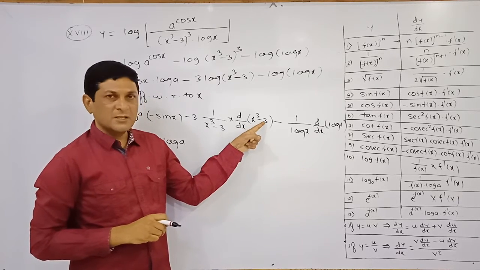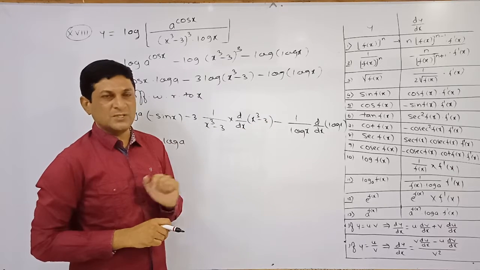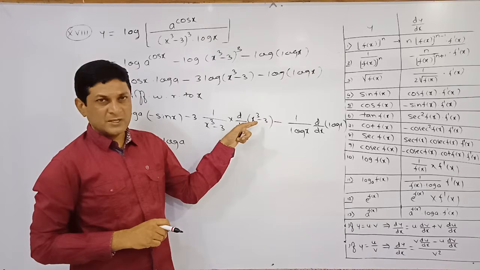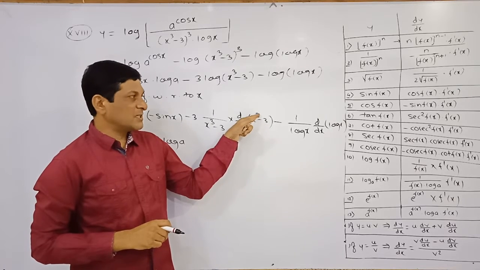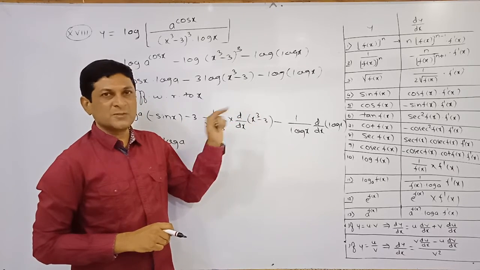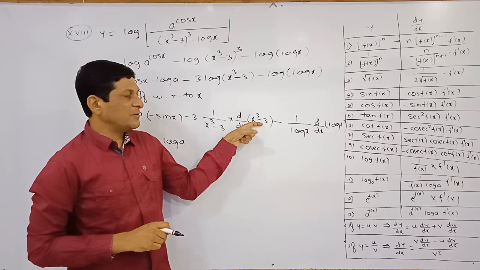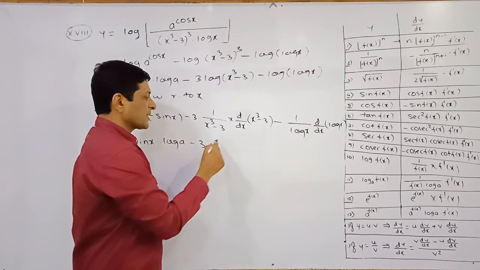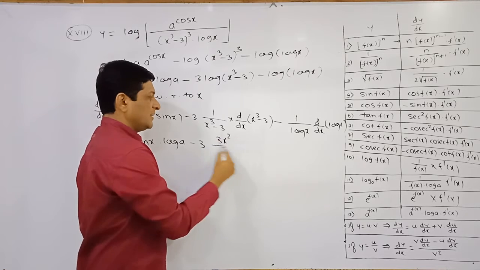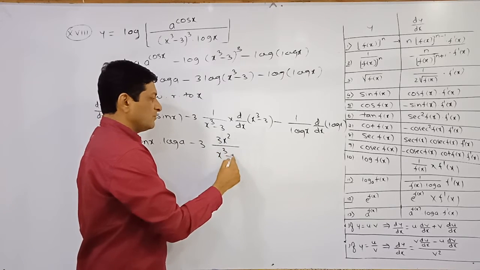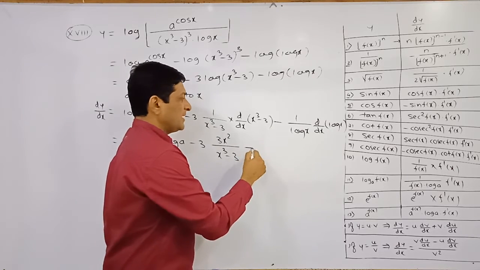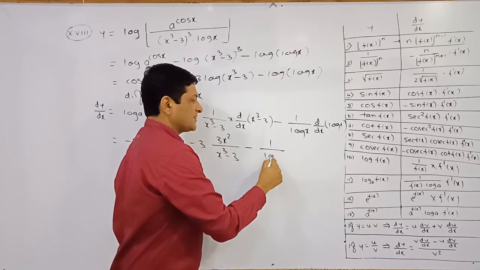3 is a constant term, so its differentiation is 0, and the derivative of x cube is what? 3x square. First take this power as a coefficient and decrease the power by 1. So its derivative is 3x square. 3x square into 1 will be equal to 3x square. In the denominator, x cube minus 3, keep it as it is, minus 1 upon log x also as it is.